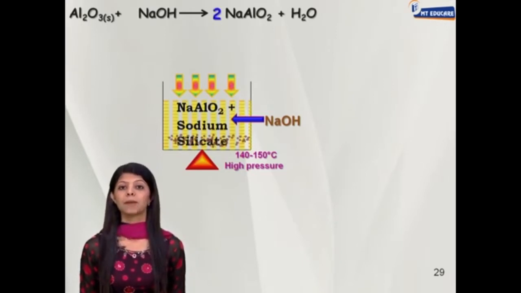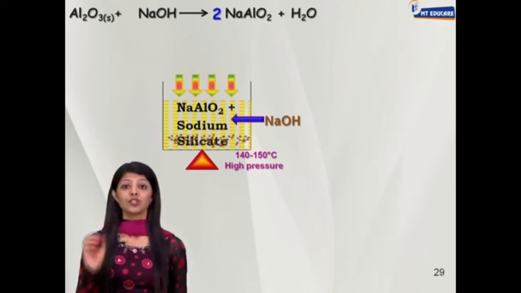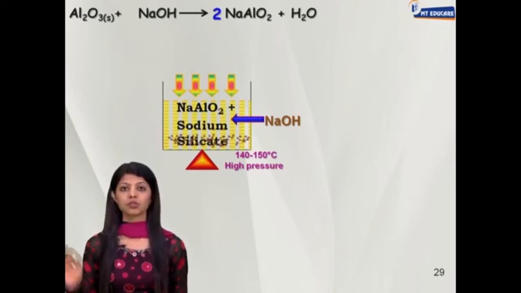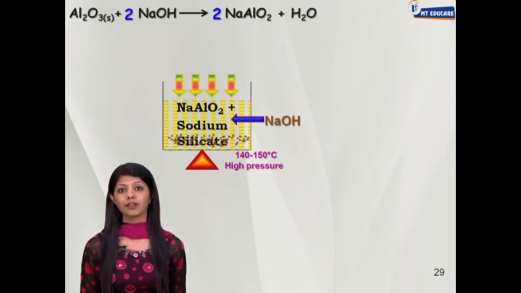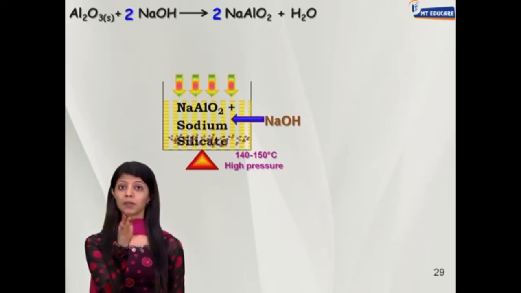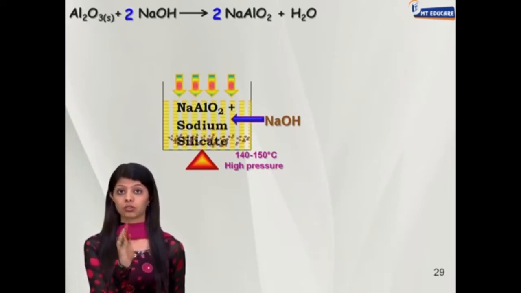What should I do? Multiply by 2. The neighbor got affected. Sodium became 2 on the right side. Sodium is 1 on the left side. What should I do? Multiply by 2. The neighbor got affected. See, next to sodium there is oxygen and hydrogen.